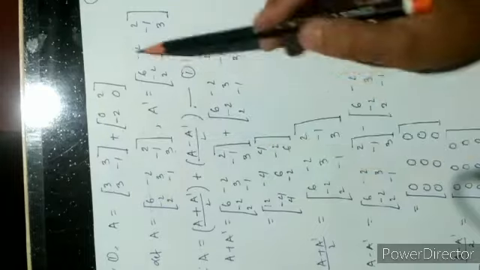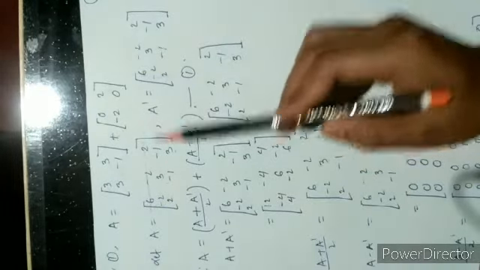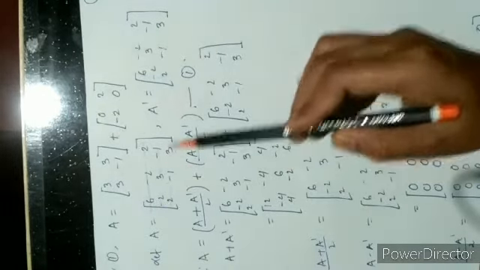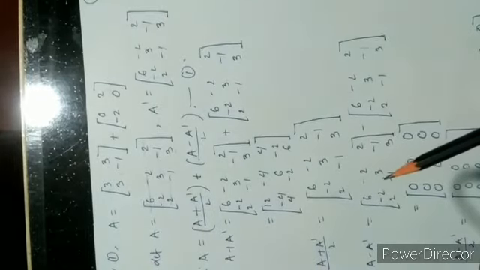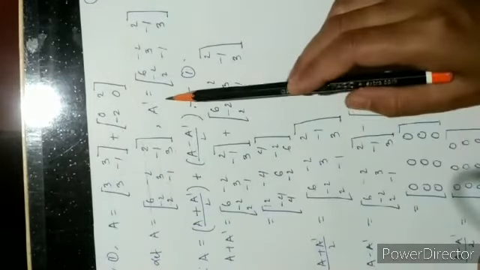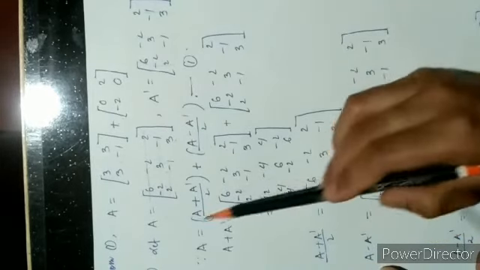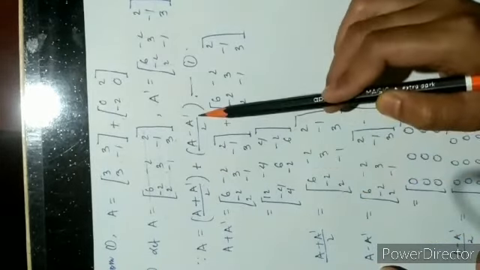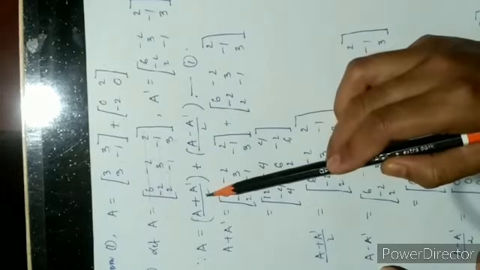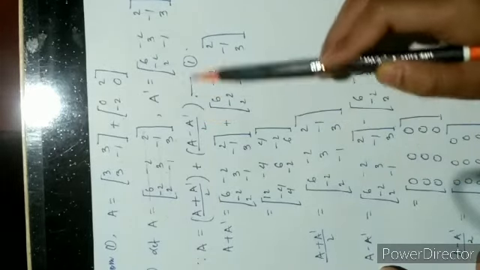Write this first row as the first column, second row as the second column, and the third row as the elements of third column. Here we have A and its transpose. Since any square matrix A can be expressed as the sum of symmetric and skew-symmetric matrix, this part represents symmetric and this part represents skew-symmetric matrix.